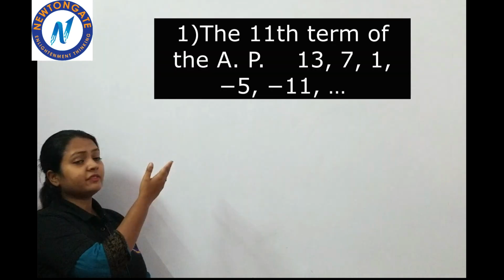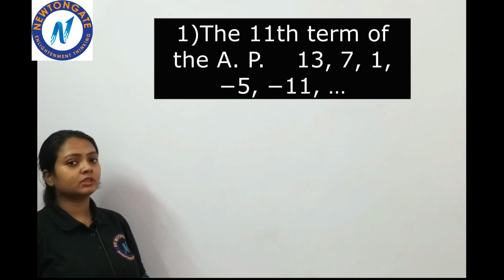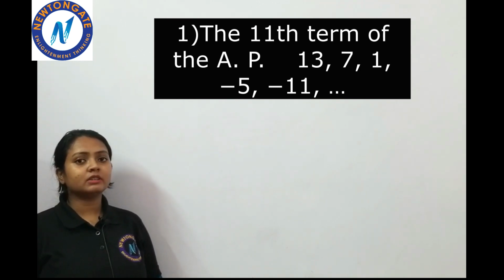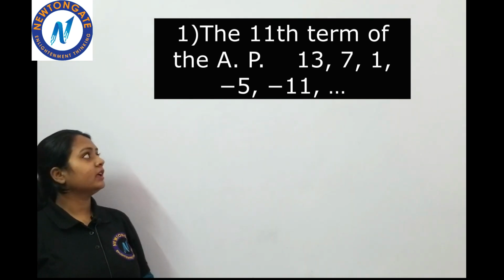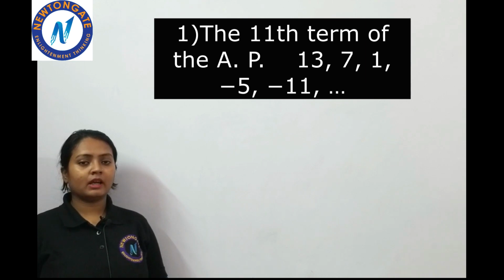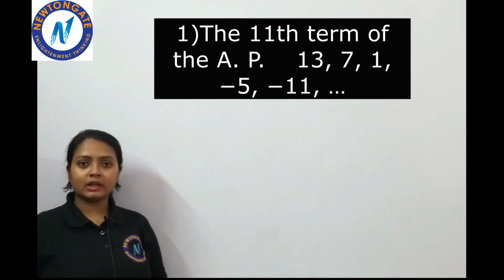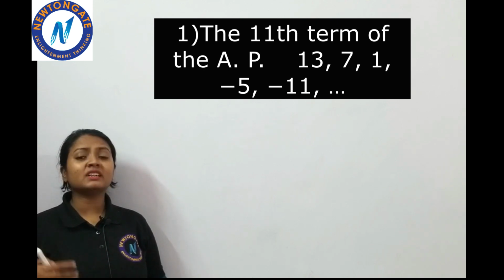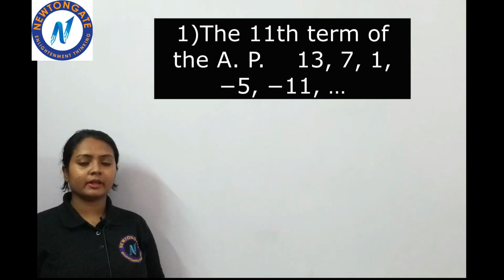Let's solve some important questions from this chapter. Here is the first question. In this question, we calculate the 11th term of the AP and the first term is 13. And what is the second term? The second term is 7. Right? Now we calculate the 11th term of that AP.